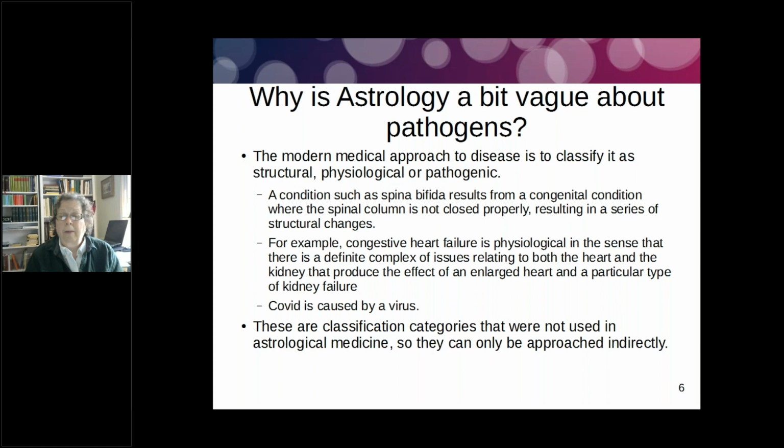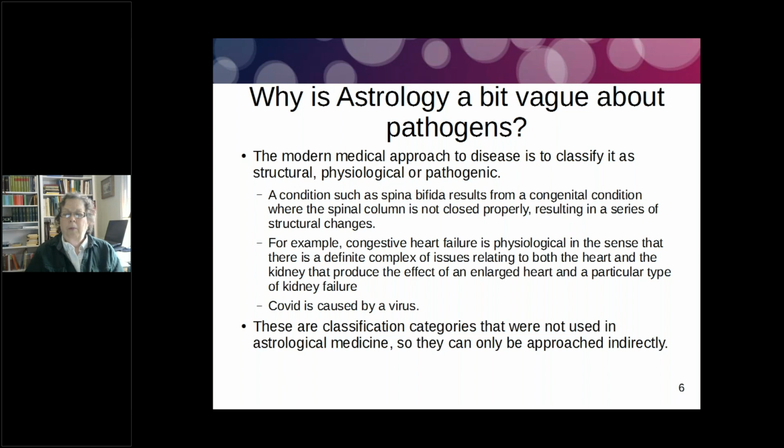If you look at something like congestive heart failure, this is what we could call physiological. What happens with this, we could call it a complex of issues that relate to both the heart and the kidney, where there is a difficulty getting enough flow through the kidneys for the kidneys to be able to filter properly.